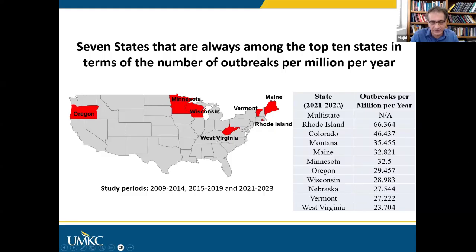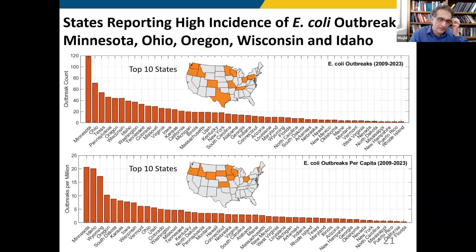The table that is shown here is for the most recent period, 2021 to 2023. In addition to multi-state, where we cannot really determine the population, these are the states that have a high number of outbreaks per million per year. When we get to E. coli and Salmonella, we find really interesting results. The top figure shows outbreak count. The bottom one is scaled by the population, so it's outbreaks per million. And we see that these states are always on top of the list: Minnesota, Ohio, Oregon, Wisconsin, and Idaho.